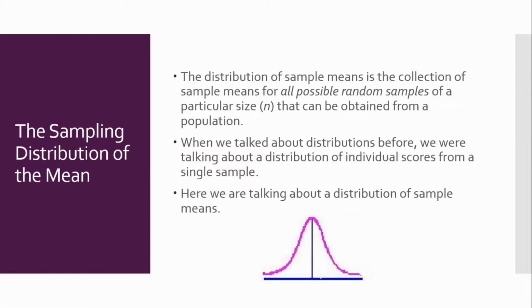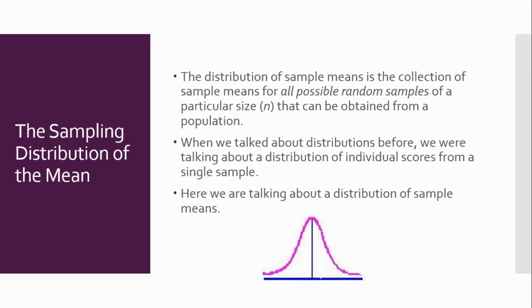So technically, the formal definition of the distribution of sample means is it's the collection of sample means for all possible random samples of a particular size that can be obtained from a population. Okay, so in practice, researchers don't really do this. It's not like we take a gazillion different samples from the population that we're interested in and keep calculating the mean over and over, or whatever statistic we're interested in, over and over and over again. That's not something we do.